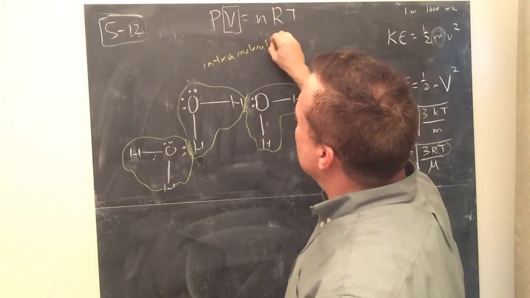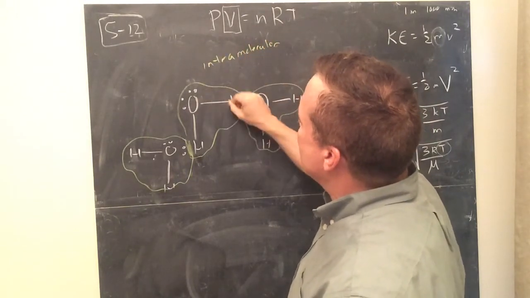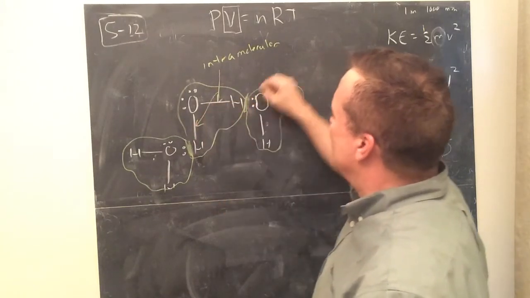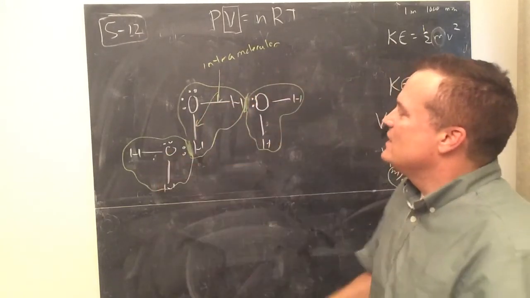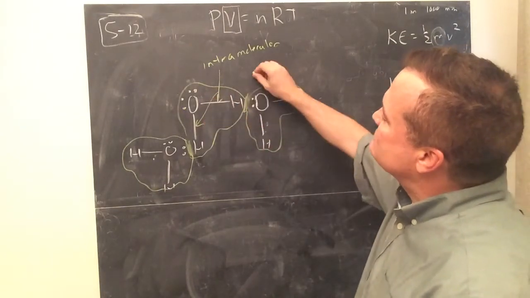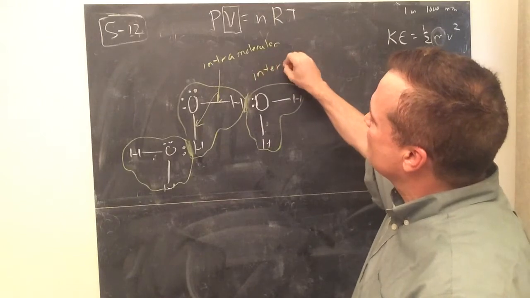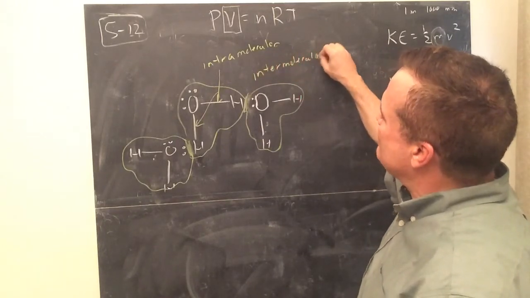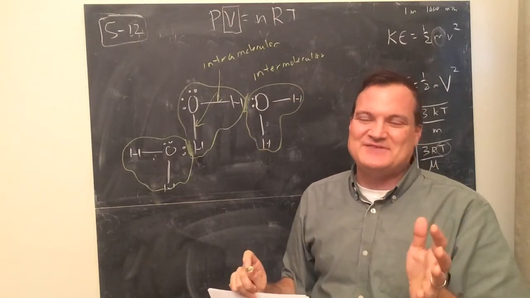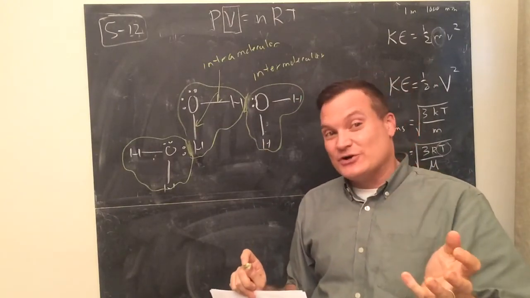Intramolecular would be a bond, the bond from O to H. That one or that one would be intra. But from one molecule to another molecule, we call that intermolecular forces. Like I showed you the diagram of molecules moving around, I put a little green force field around them, kind of an attractive field. That would be the intermolecular.